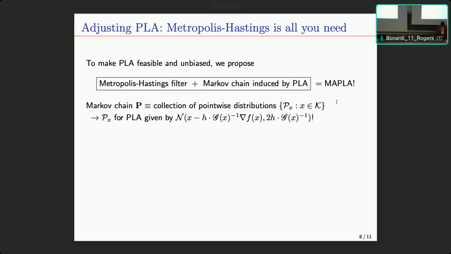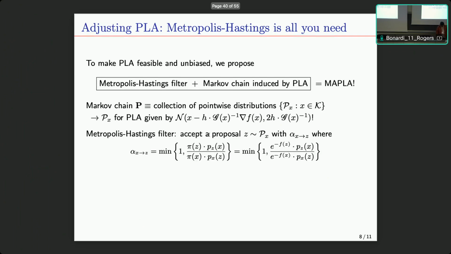And so recall what the Metropolis-Hastings filter says. Suppose you have a Markov chain P, which is the collection of pointwise distributions, which is telling you if you're at point X, where do you go next? The proposal distribution, this family collection of PX for PLA, is given by this explicit Gaussian density. And the Metropolis-Hastings filter accepts a proposal from this Markov chain with some probability given by the minimum of 1 and this ratio. Note that this ratio is easy to compute in the setting of PLA because this is exactly Gaussian.